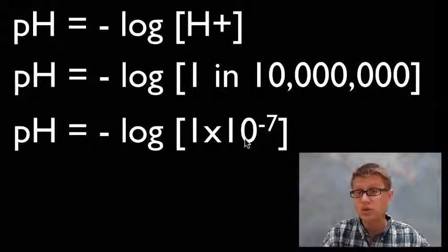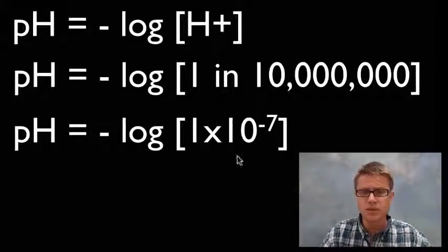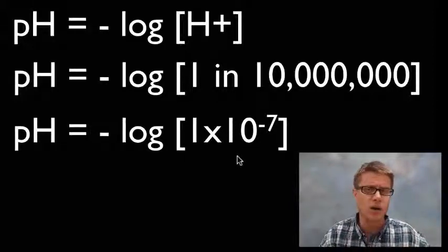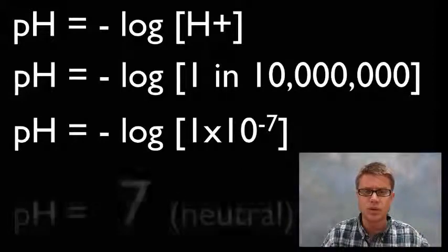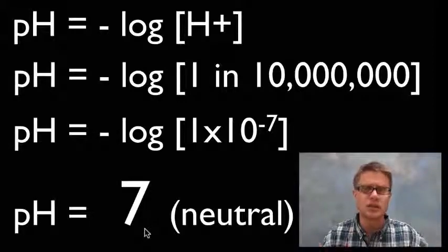So this is going to be a really small number here. And this is where the math gets really easy. If you were to put this in your calculator, if we take the negative log of 1 times 10 to the negative 7th, what do we get? 7. And so the pH is going to be 7. And this gives us a number that we can actually deal with.